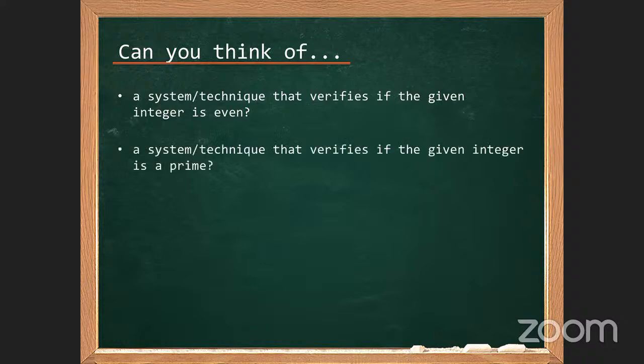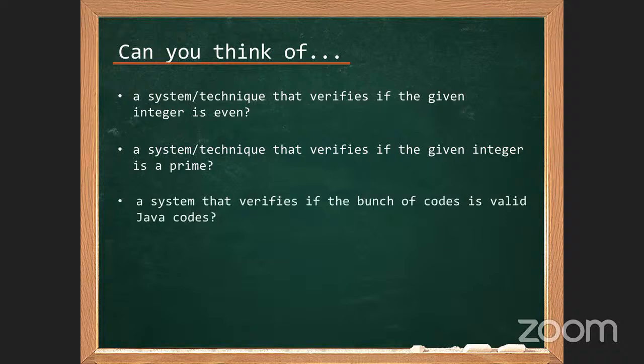Do you have a method or a technique that verifies if the given number is a prime? Well, the same way, the primality testing condition is there to check whether the number is prime or not. How about if I give a bunch of codes, is it possible to find a system that verifies that that bunch is Java codes? Yes, we have the Java compilers. When you write all those codes, the compiler will verify whether it is all valid set of codes or not.